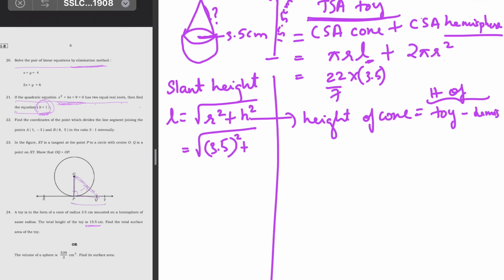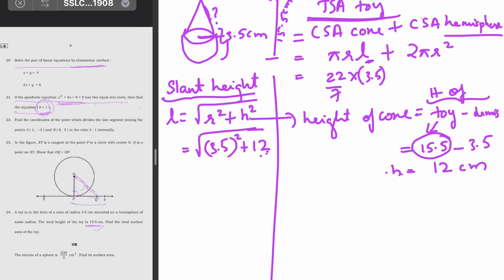So, that is the height of the complete toy, which is given as 15.5 centimeter, minus the height of the hemisphere. Since we know the radius is 3.5, hence the height of the cone is 12 centimeter. We should substitute 12 centimeter here. Why can't we substitute 15.5? Why will it become wrong? Because we are finding the slant height of the cone, and we will consider the height of the cone only, not the whole toy.